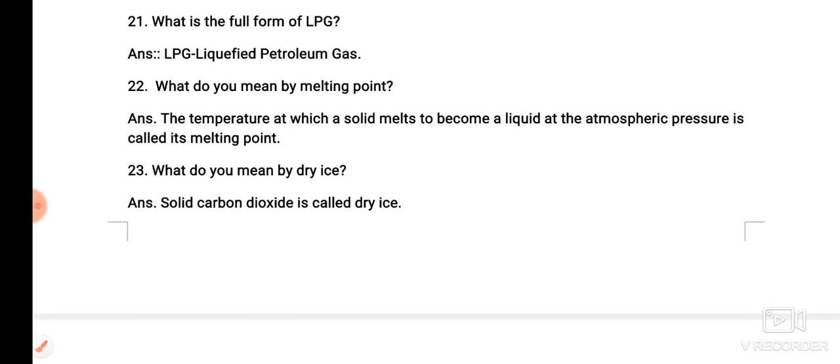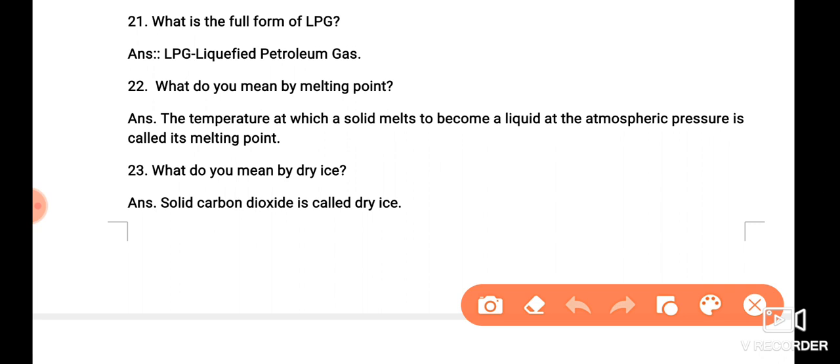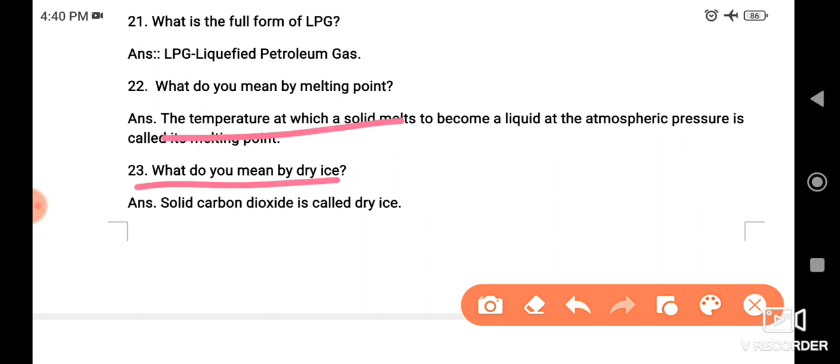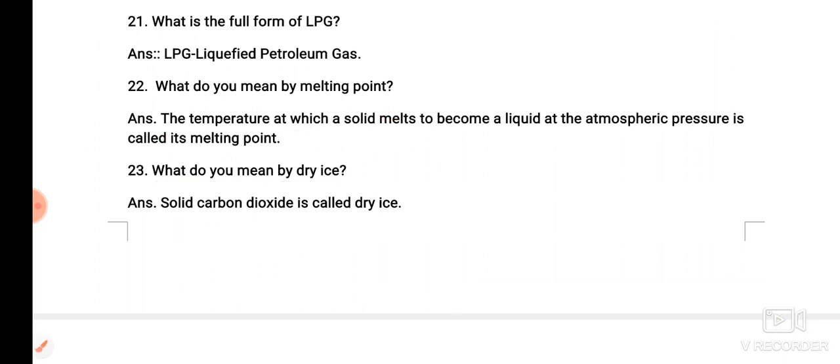So all of you know, the temperature at which a solid melts to become liquid at the atmospheric pressure is known as melting point. Very simple questions. Next, what do you mean by dry ice? So already you have got above, solid carbon dioxide is known as what? Dry ice. Okay, let us see next question.